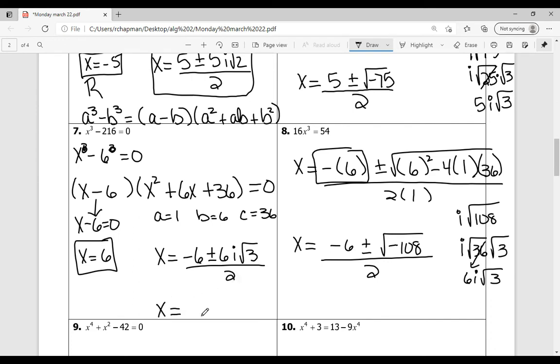This one can reduce because all 3 of these numbers can reduce by dividing by 2. Do y'all agree? So negative 3 plus or minus 3i, leave the radical alone, and that would become a 1. You do not have to show a denominator of 1. So that becomes -3, this becomes +3, and that becomes 1. Denominators of 1 can be dropped off.